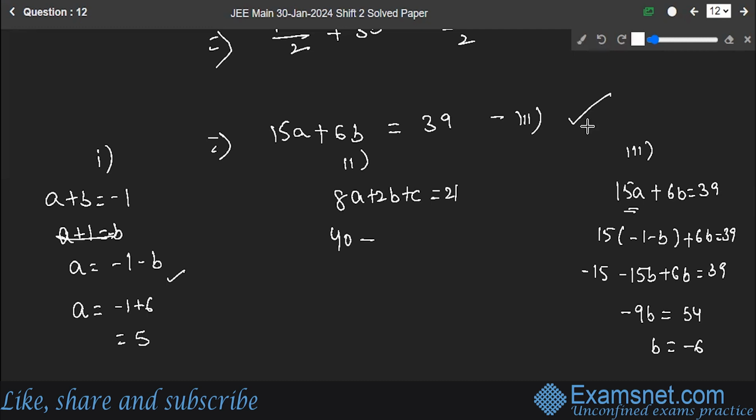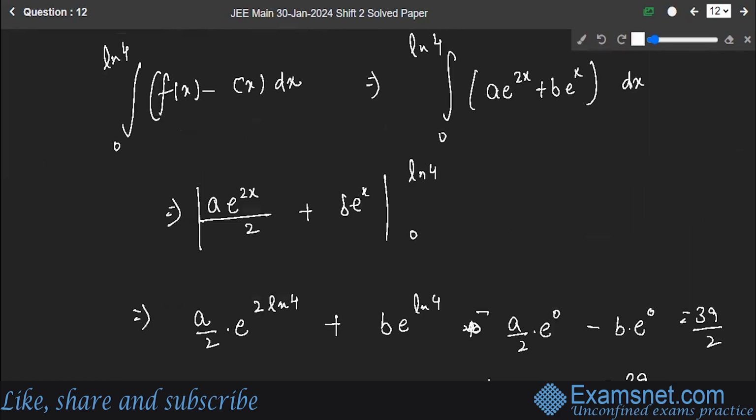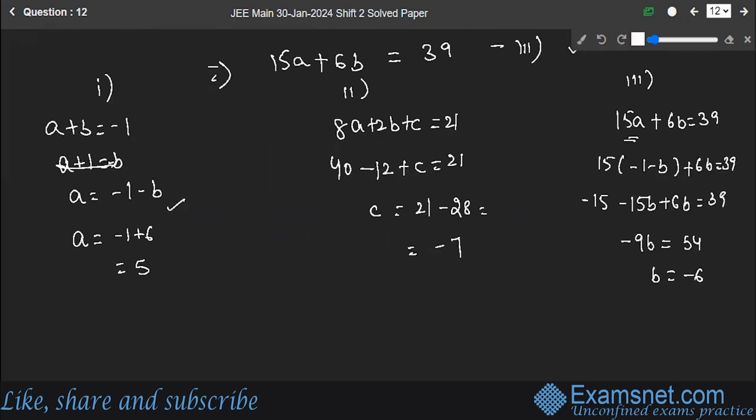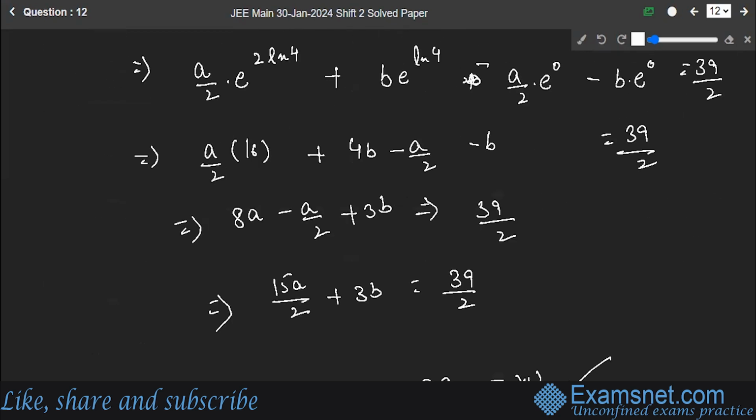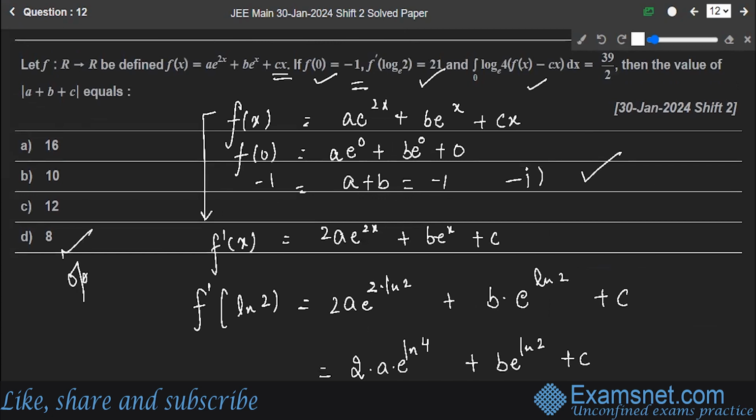This is 40. This will be minus 12 plus c is equal to 21. c will be equal to 21 minus 28, or this is equal to minus 7. I got a, b, c. Now what I want is modulus of a plus b plus c. This is 5 minus 7 minus this, under the mod. So the answer to the question, 13 minus this, you have 8. That makes D option to be the right choice. Hope you're clear. Let's move to the next question.